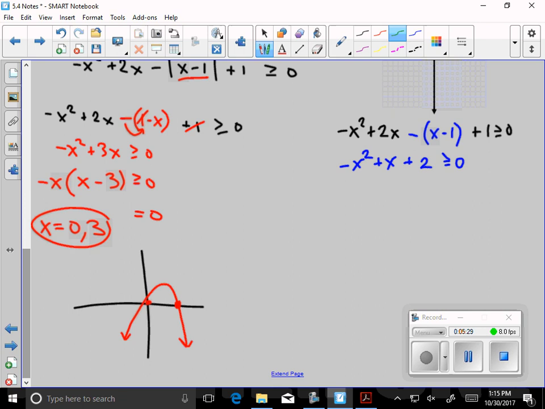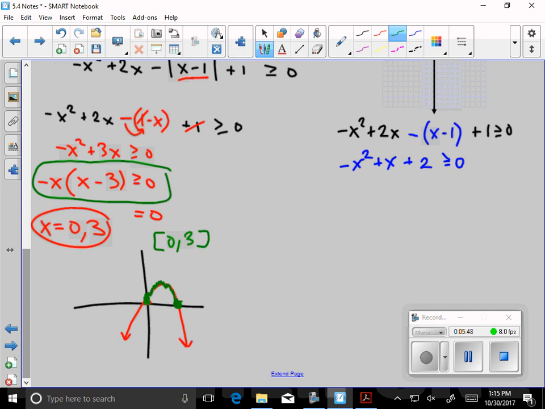Okay, so now I want to just identify where this graph would be above or equal to 0. Well, here to there. And I'm inclusive on both ends because it's greater than or equal. So I know that the solution to this one would be 0 to 3.